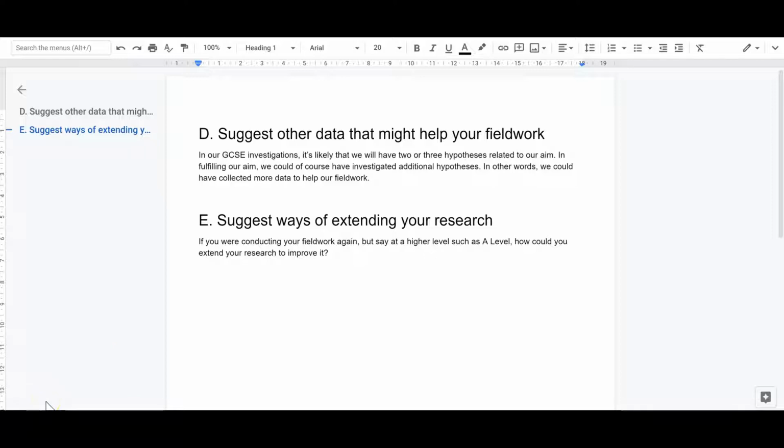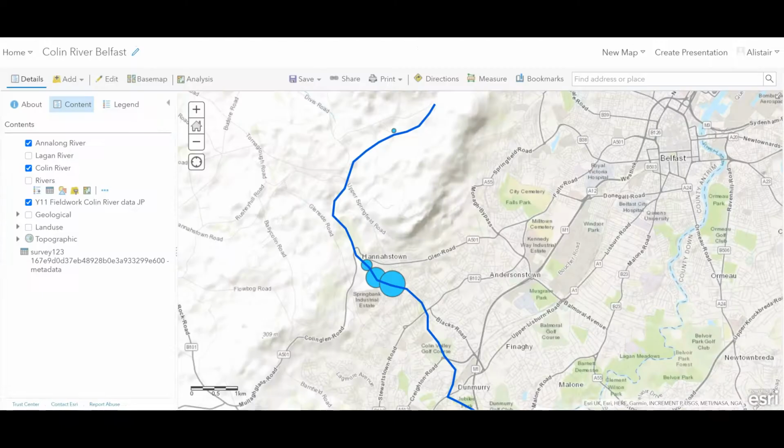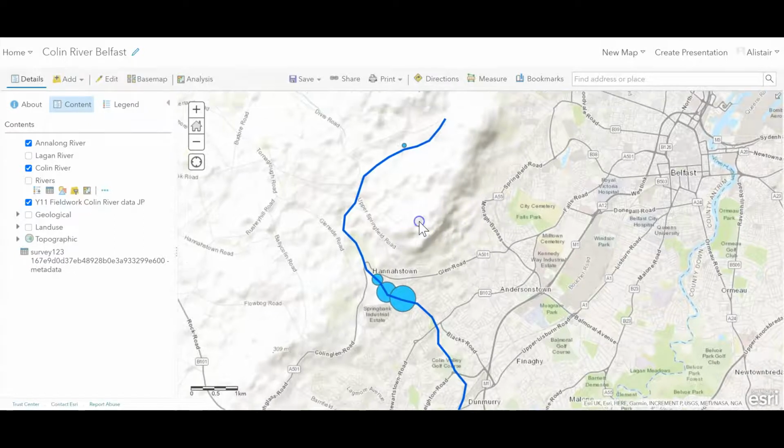So what I want to do in this video is to give you a few pointers as to what those differences might be. So now the first heading here is to suggest other data that might help your fieldwork. Let's go into the ArcGIS map of the Colin River where we were conducting our fieldwork.